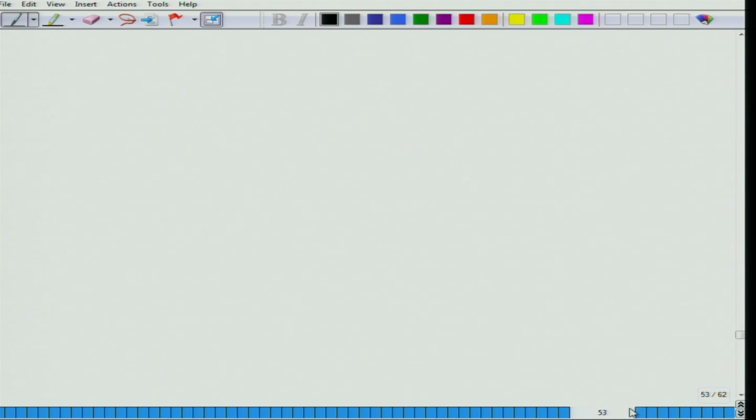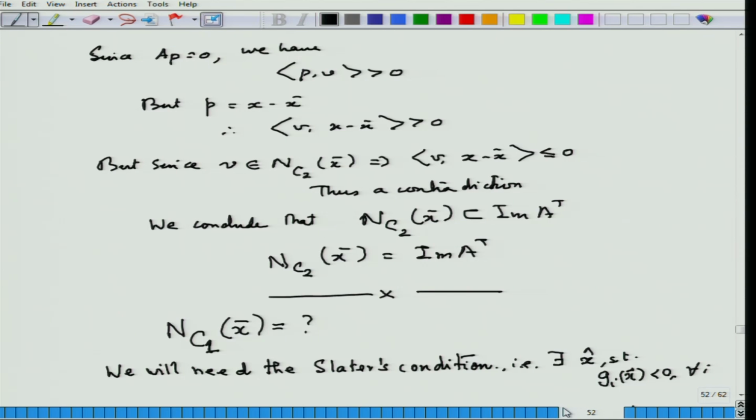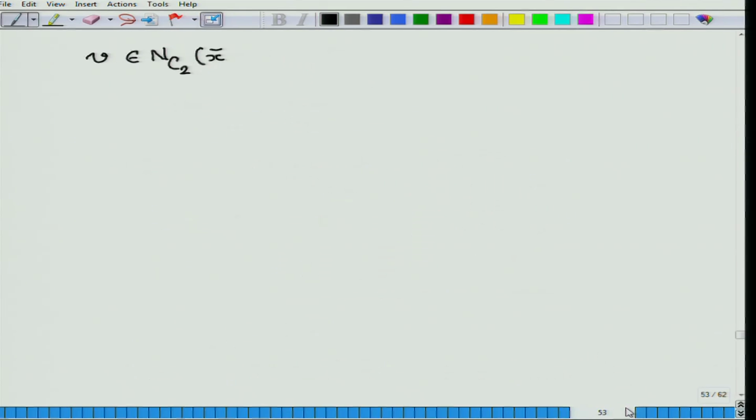So, now how do I compute it? Any v which is in this set, sorry, C1, essentially solves the following minimization problem: minimize minus of v transpose x such that x is an element of C.